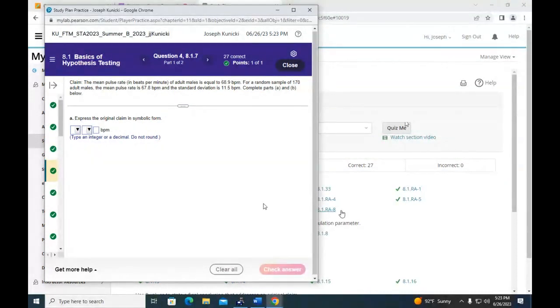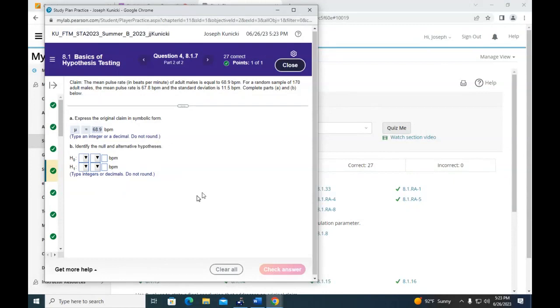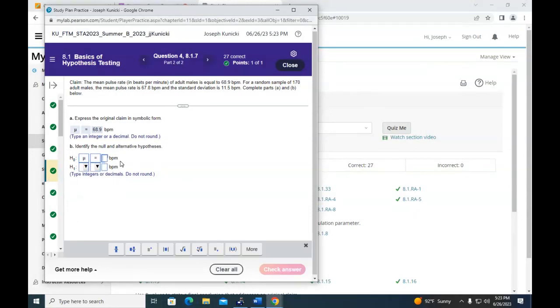It will be a mu, because C says the mean. So now I know right away when I open the first box, I just go to mu, because that's the mean. And it says the mean pulse rate is equal to 68.9. So that is equal. It's plain English, equal to 68.9. Okay, so I have equals in the claim, so this claim goes into the null, because I have equals. That's what it means on here. Does the original claim contain equals? Okay, so we write mu equals 68.9. Now, what is the complement of equals? Not equal. So it's a two-tailed test. If we can get significantly higher or lower than that, then we would reject the null.